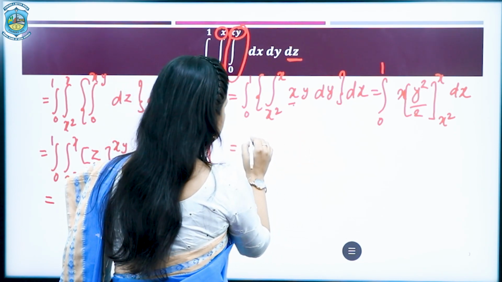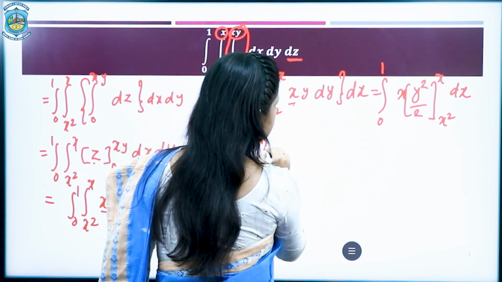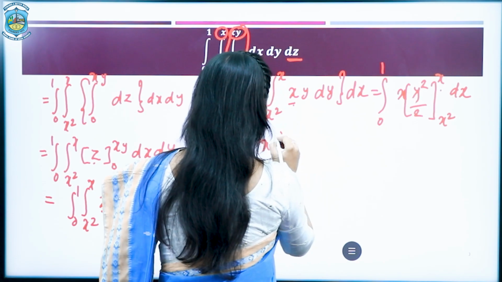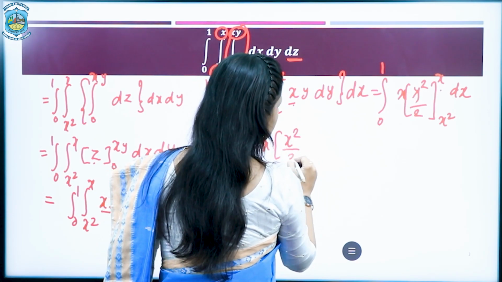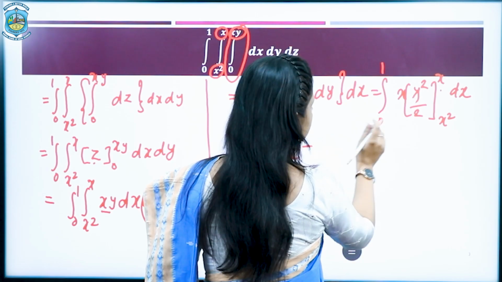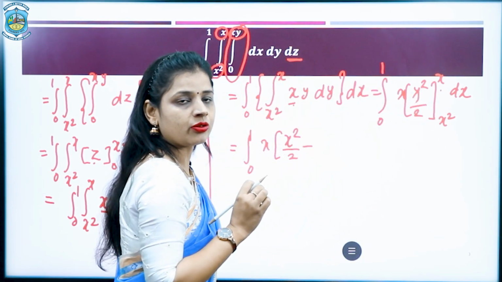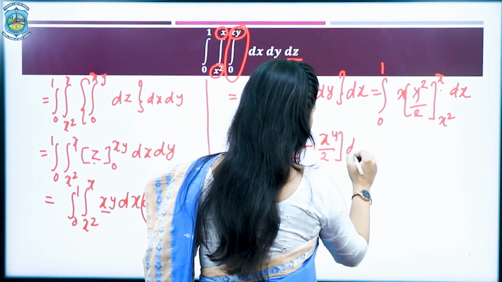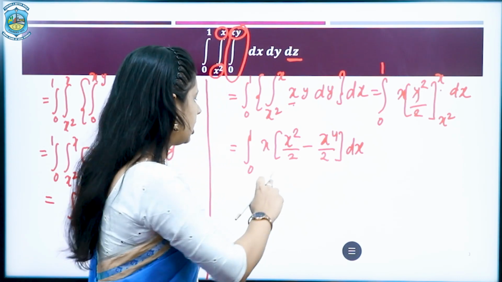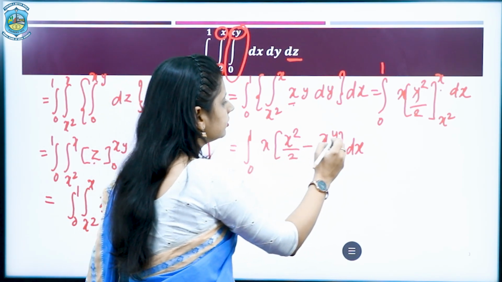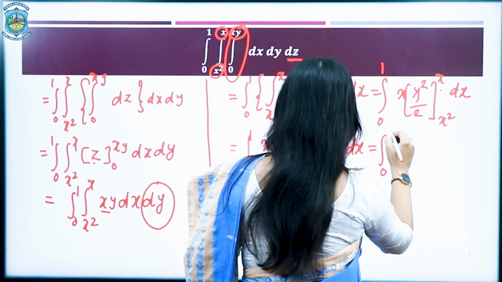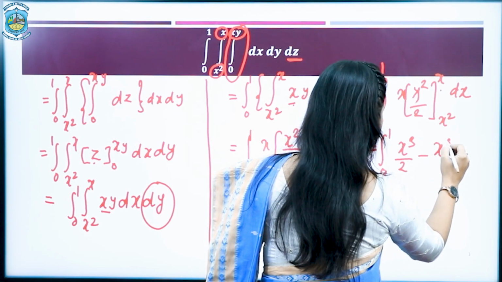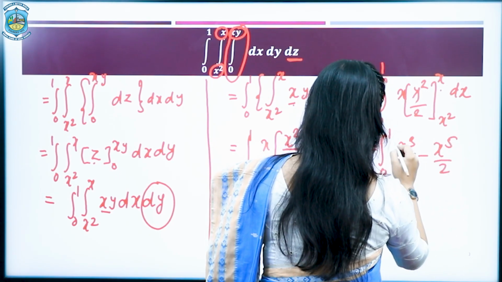When we write the limits, x as it is, we will substitute x in place of this y square. So, we will get x square by 2 minus, for the lower limit, we will substitute x square in place of y square. So, we will get x to the power 4 by 2, this dx as it is. Now, we will multiply this x. So, we will get integral 0 to 1, x cube by 2 minus x to the power 5 by 2.